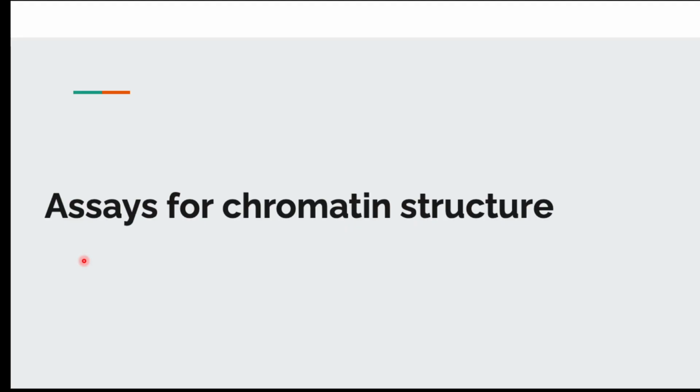So let's talk about now the assays that we can use to study the structure of the chromosome. In the epigenetics lecture, we learned about the assays that we can use to study the state of the chromosome, whether it's methylated or unmethylated, whether it's open or closed, whether it's accessible or not, whether it's bound to the nucleus. Now we're going to talk about the assays that help us understand the 3D organization.